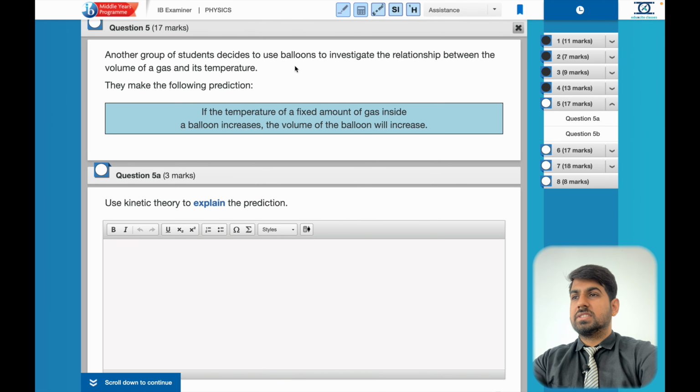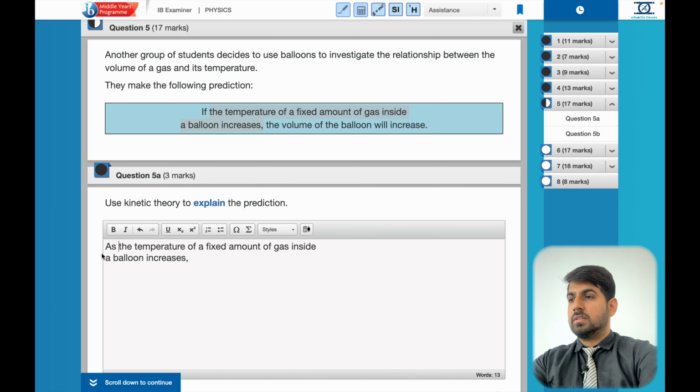Another group of students used a balloon to investigate the relationship between the volume of the gas and its temperature. They make the following prediction: if the temperature of a fixed amount of gas inside a balloon increases, the volume of the balloon will also increase. Now use the kinetic theory. When you are supposed to answer, you have to use the kinetic theory that you have studied to explain the prediction.